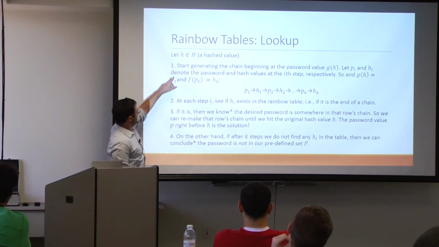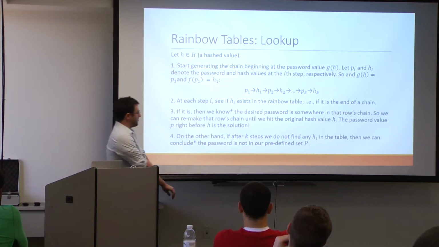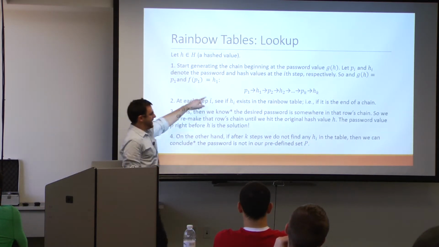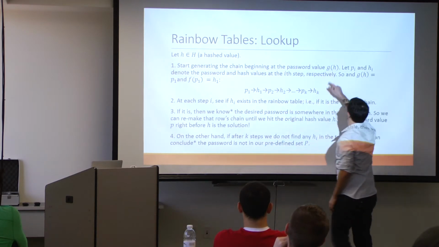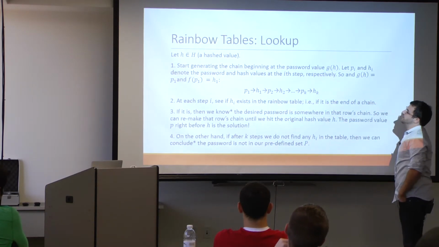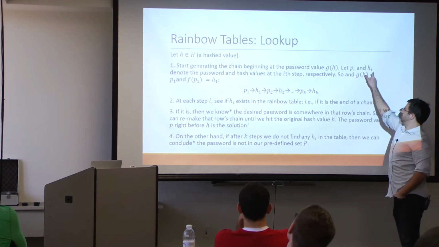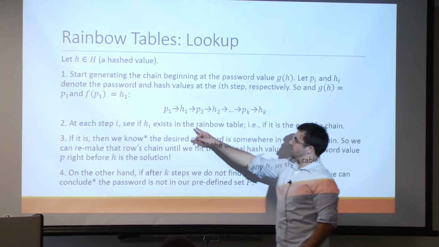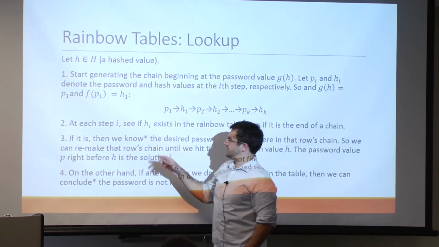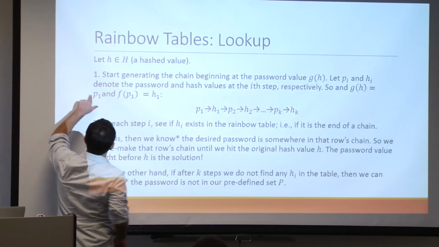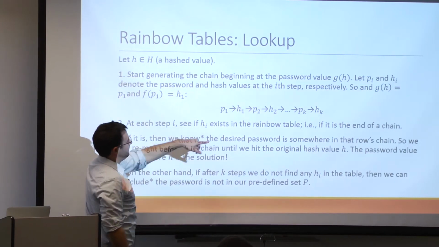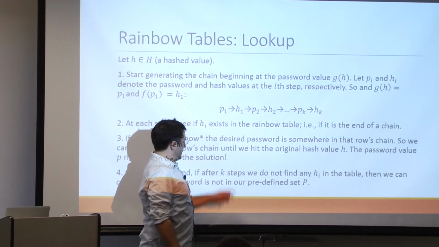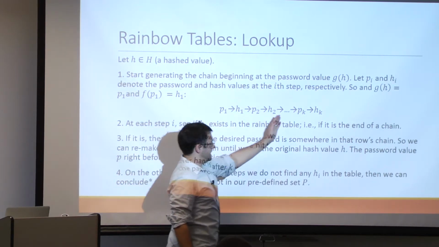If H is some hashed value that we somehow stole, we want to start generating the chain beginning at the password given by the reverse mapping. The notation that I'm going to use here is that the subscript represents the index of the step in the chain. In other words, P1 would be the first password value generated by the function g, and then H1 would denote the first hash value that we get from that. So you can do this right up to k times.